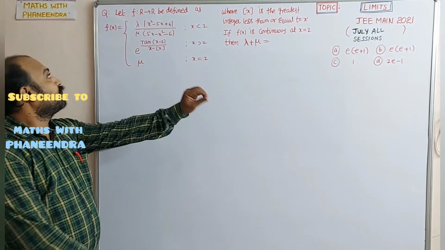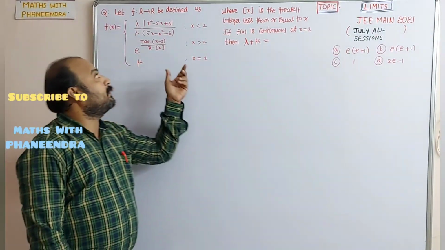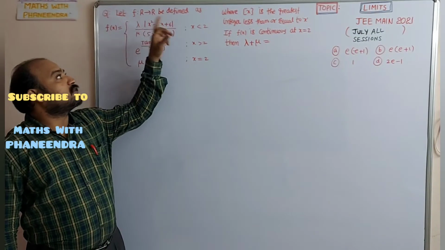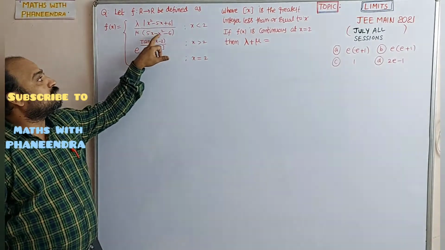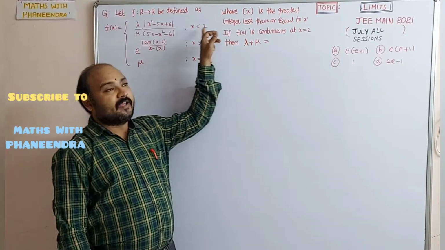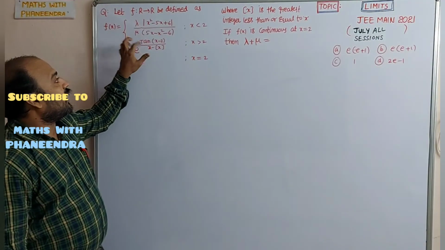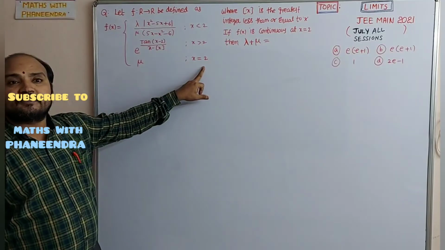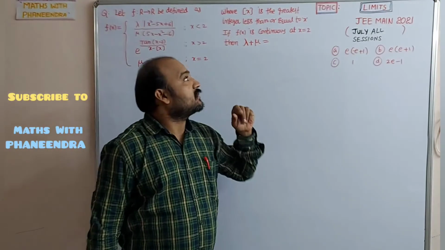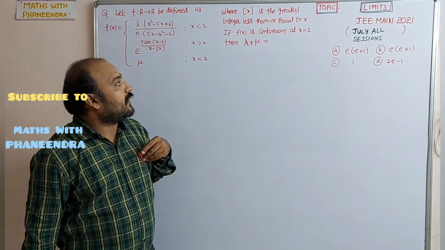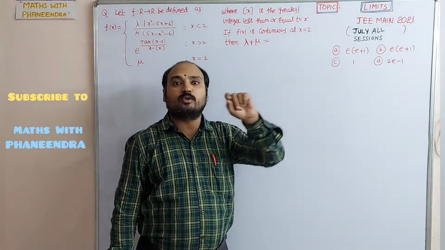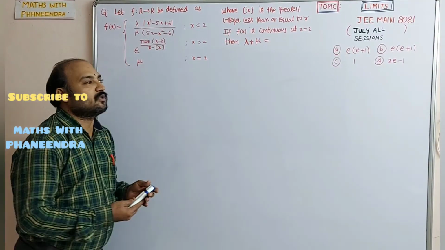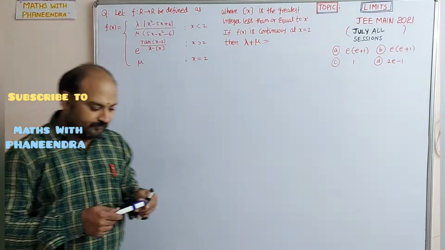The next question. Let f from R to R be defined as f of x equal to lambda by mu into mod x square minus 5x plus 6 by 5x minus x square minus 6 when x is less than 2, e power tan of x minus 2 by x minus step x when x is greater than 2, and mu when x is equal to 2, where step x is the greatest integer less than or equal to x. If f of x is continuous at x is equal to 2, then lambda plus mu equal to. So good question, concept wise, it is a continuity concept.